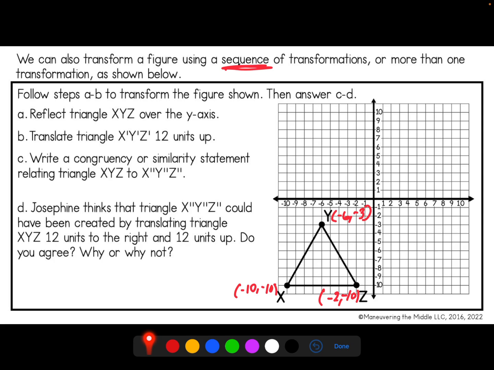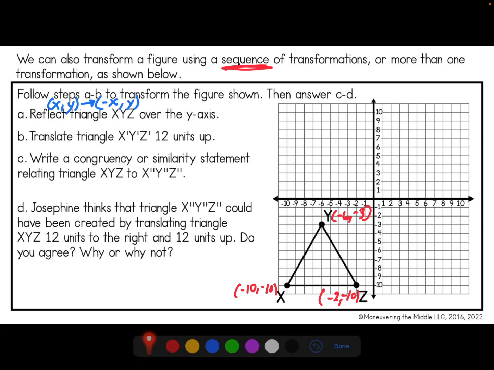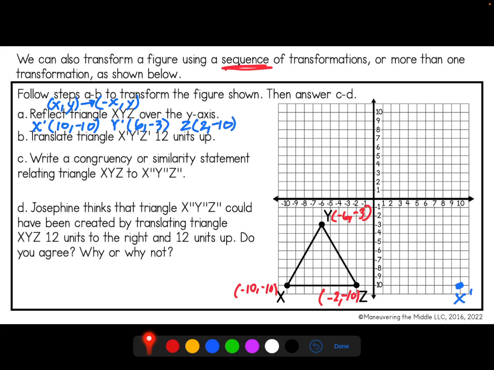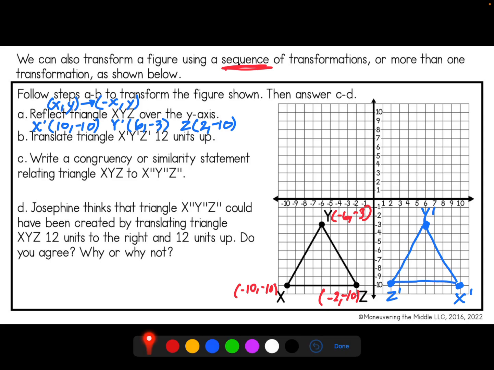So knowing that, we can now use the rule to reflect a figure over the y-axis, which entails changing the sign on the x-coordinate. So -10 will become +10, -6 will become +6, and -2 will become +2. And voila, X prime will be 10, -10, Y prime will be 6, -3, and Z prime will be 2, -10. And then we can quickly graph those, X prime, Y prime, and Z prime. And we get this triangle.